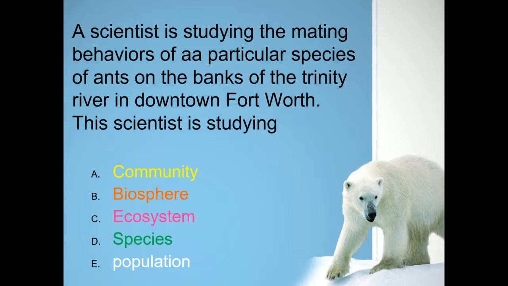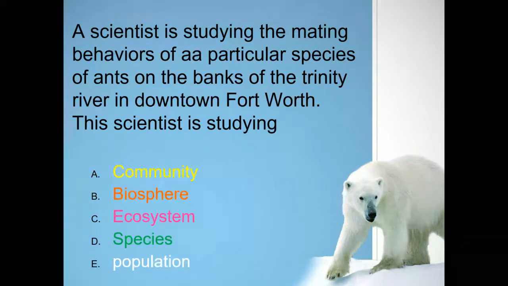So good job. E is the right answer, guys. Most of you are putting E. The reason why D isn't is ants everywhere could be part of that species, but if you're talking about a population, it's in a very given space. Good job.